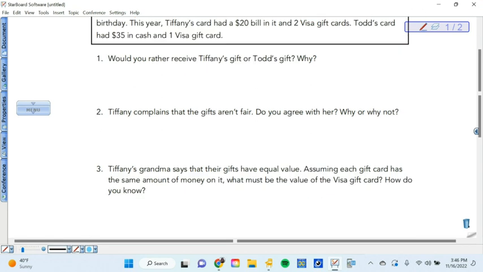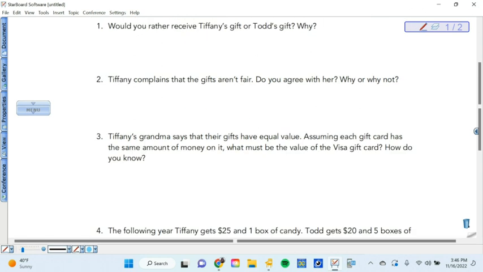How'd you get there? 35. 30. 35 minus 20, right? That's the difference in their cash value, which is $15.